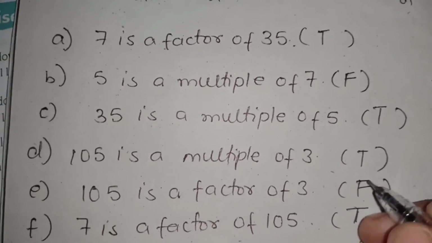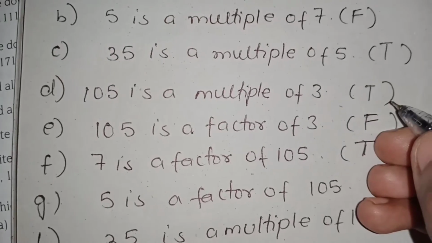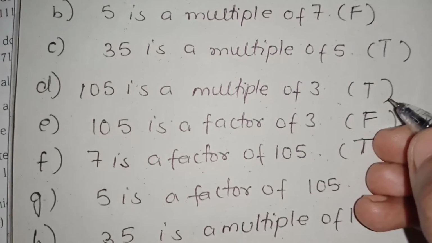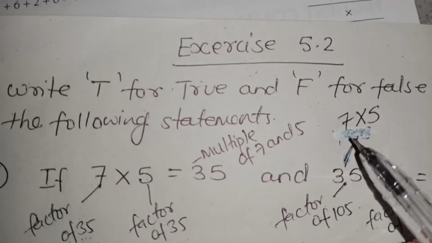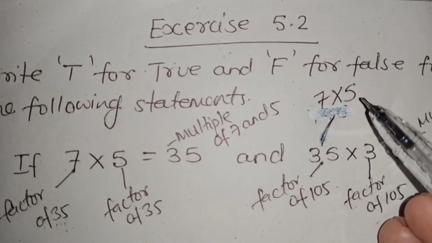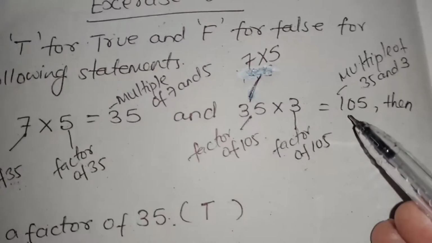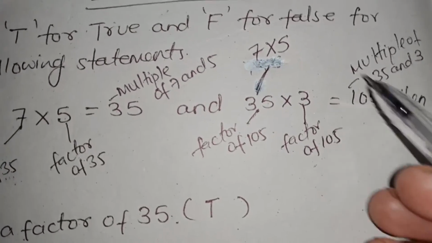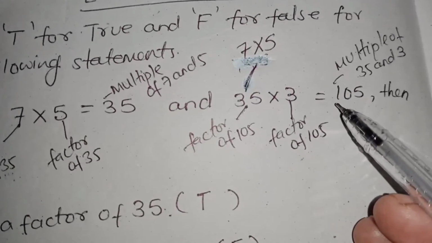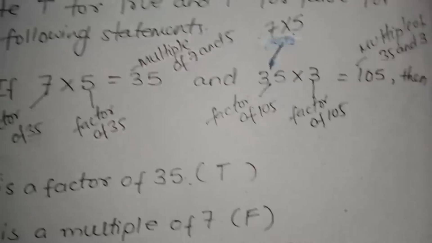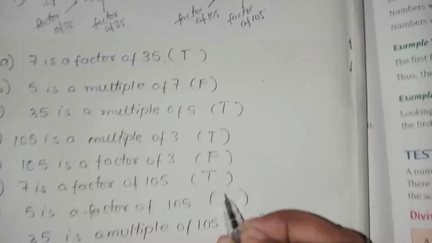Okay. Now what is question number G? 5 is a factor of 105. Now 5 is the factor of 105 or not? Let us see here. What I have written? 7 into 5. Instead of 35, what I have written? 7 into 5 into 3. If I will do, I will get 105. So 5 is also the factor of 105. So the answer will be true.